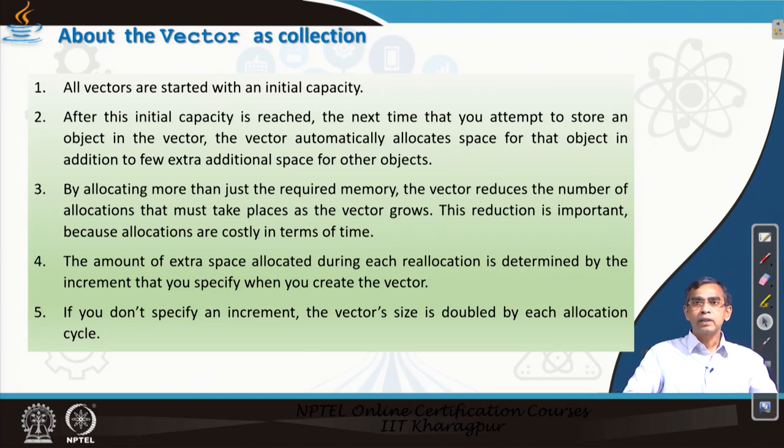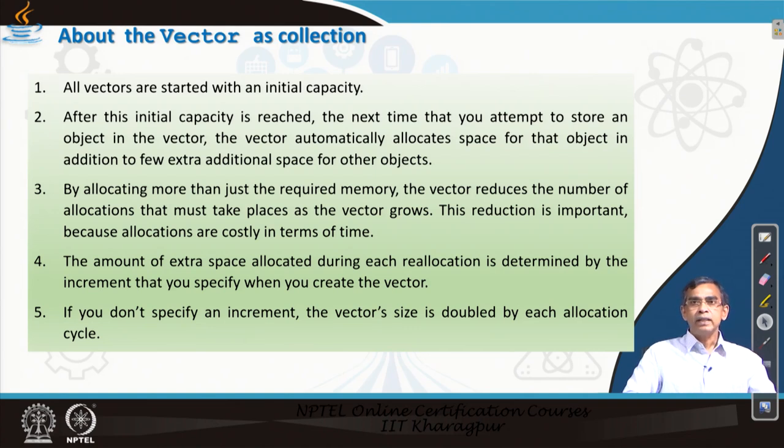Now, there are a few more interesting things about Vector, like other collection frameworks that we have studied. We can create a Vector, which is a collection of objects. Whenever we create a Vector, it can be created with an initial size, and that is called the capacity of the Vector, the initial capacity.